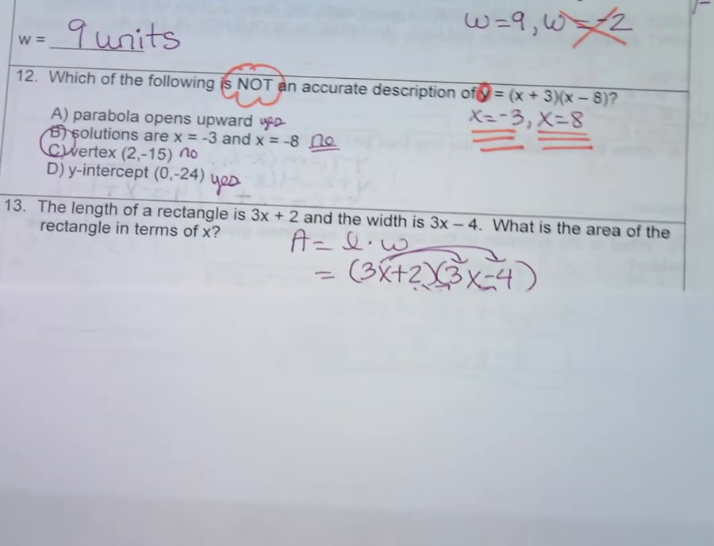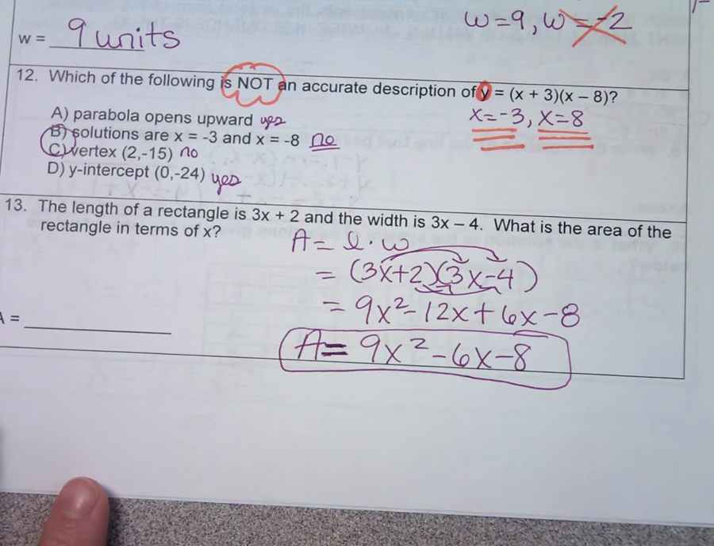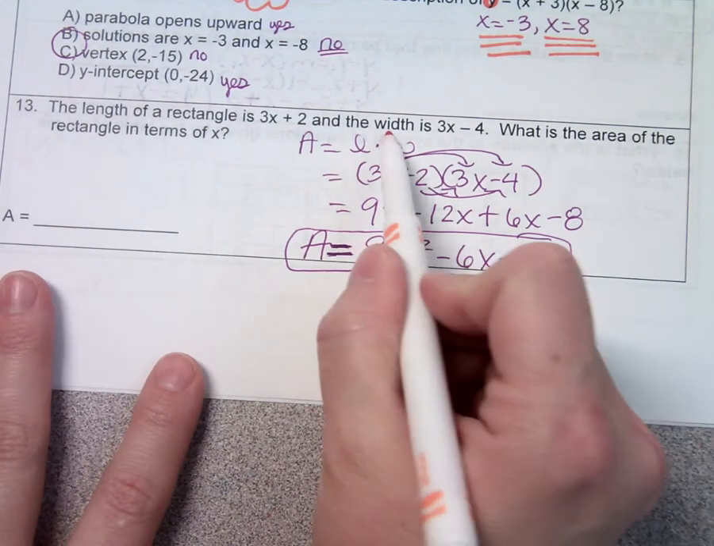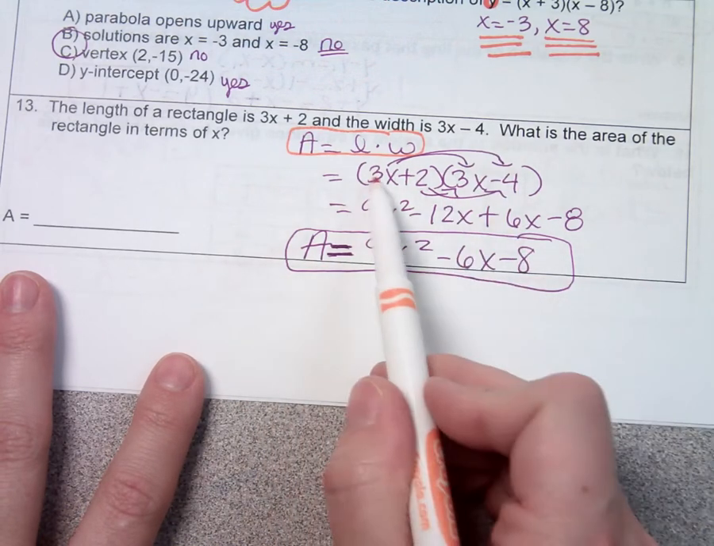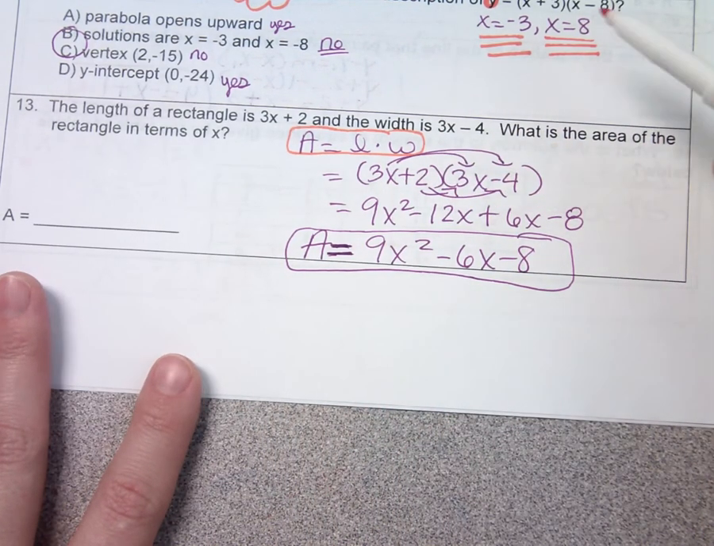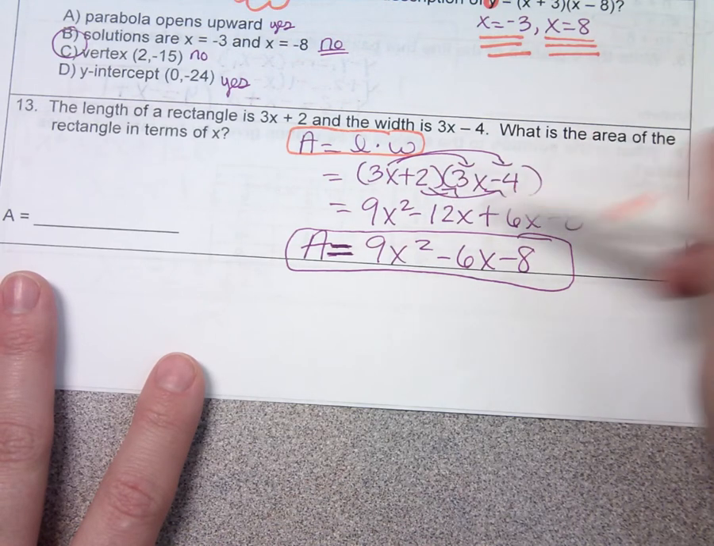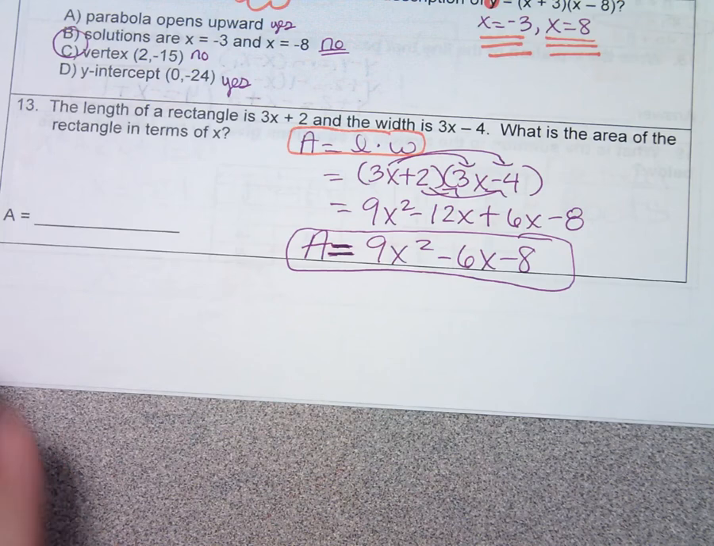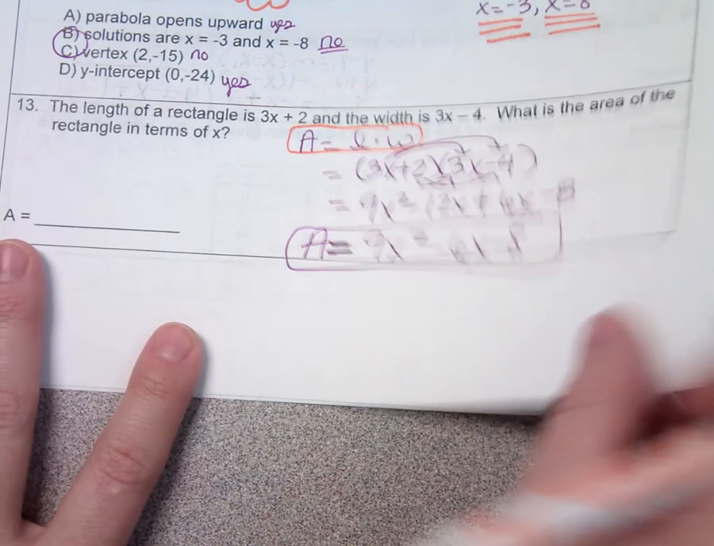Okay, number 13. It gives us the length, it gives us the width, and it asks for the area. So remember, once again, area is length times width. So I take my length times my width. I just double distributed, which is also called FOIL. And when I do that, I get this for an answer. Okay, next page.